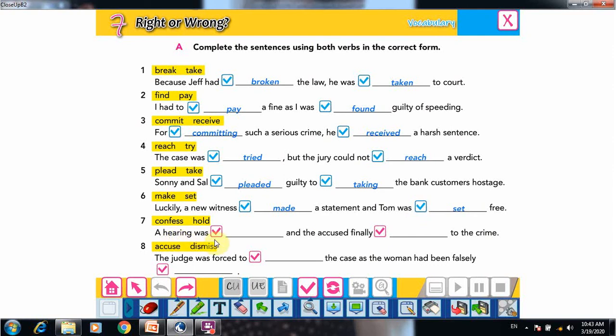A hearing was held and the accused finally confessed to the crime. The judge was forced to dismiss the case as the woman had been falsely accused.